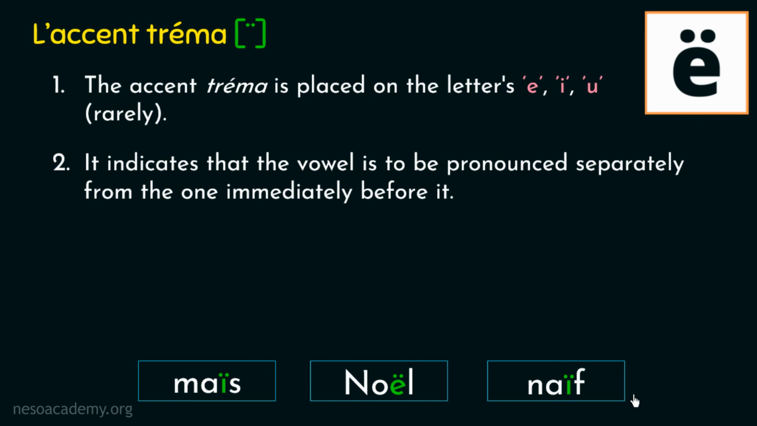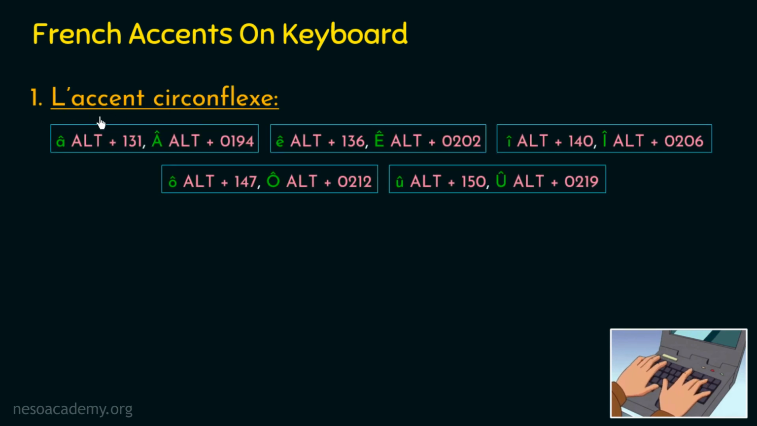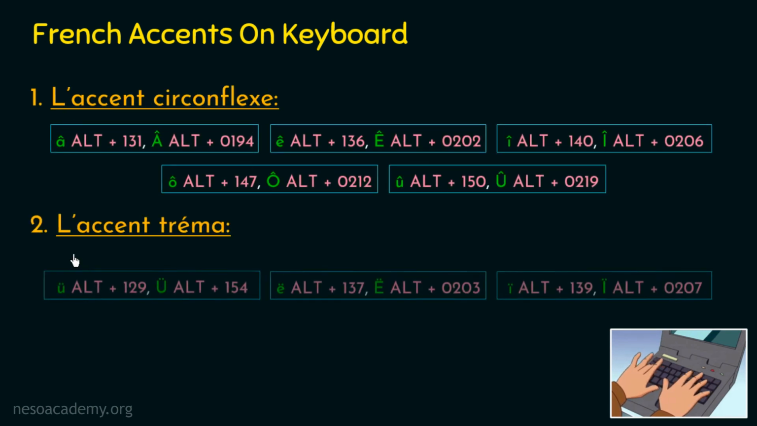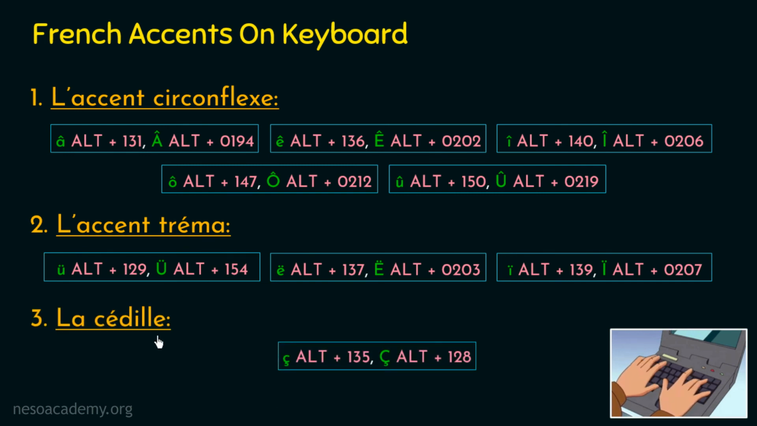Now suppose you want to type something in French, whether it be an email or a letter or anything directly from your keyboard, then you might get stuck with the French accents. So here are the key codes to type l'accent circonflexe, l'accent tréma and l'accent Cedille. I would encourage you all to pause the video for a while and note them down.